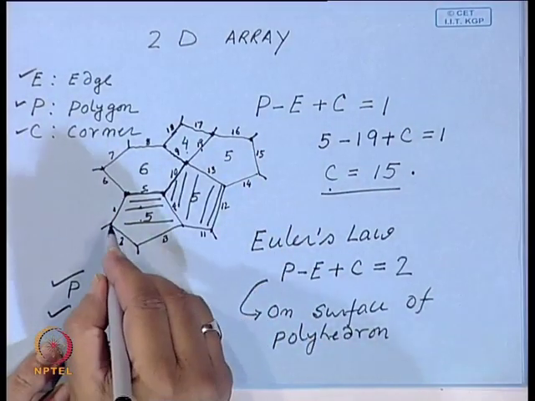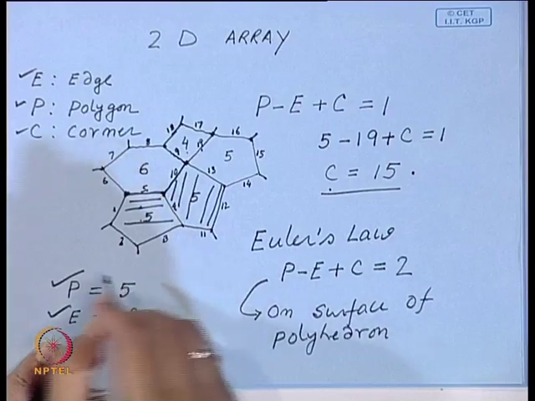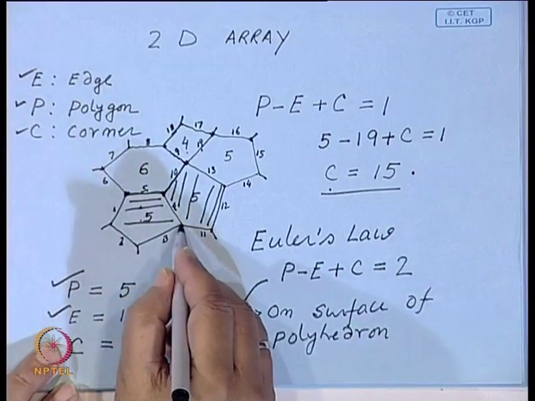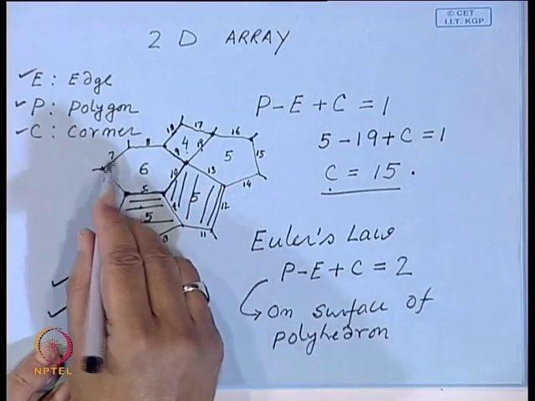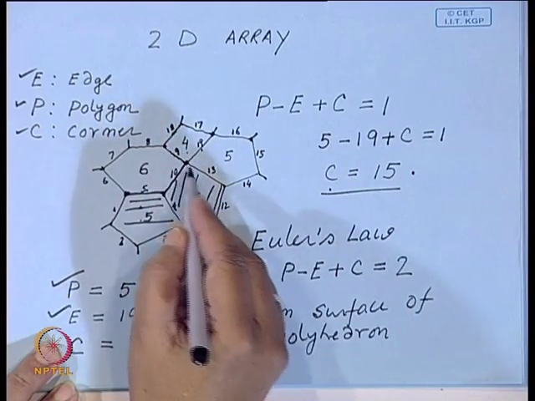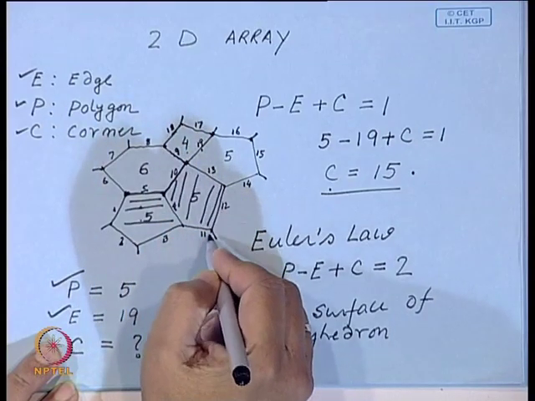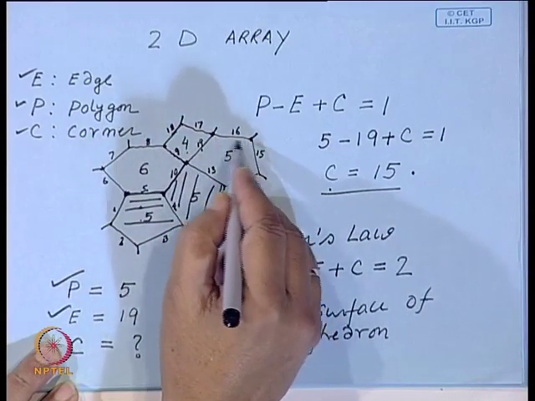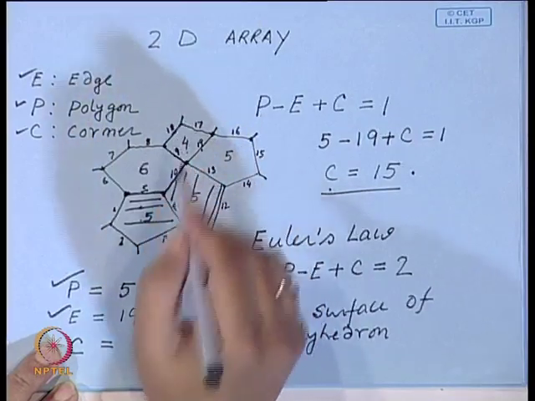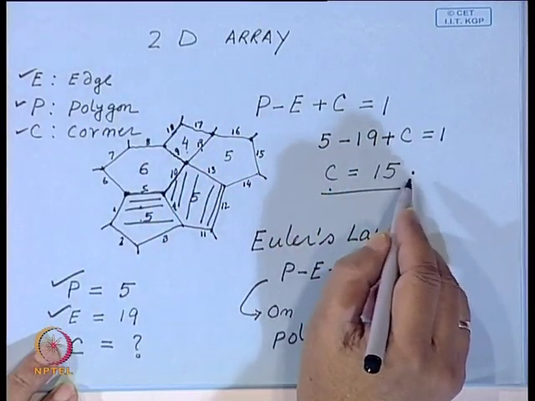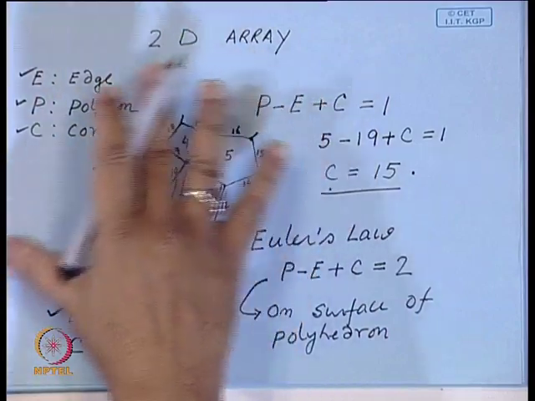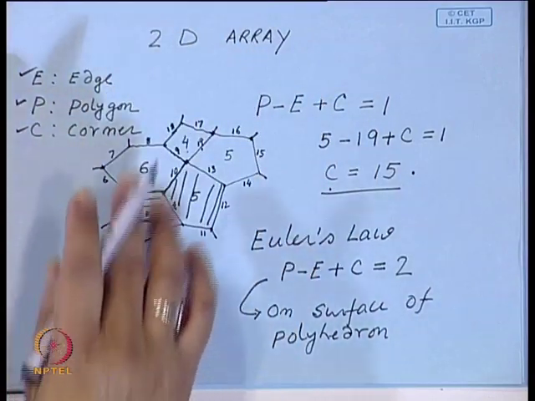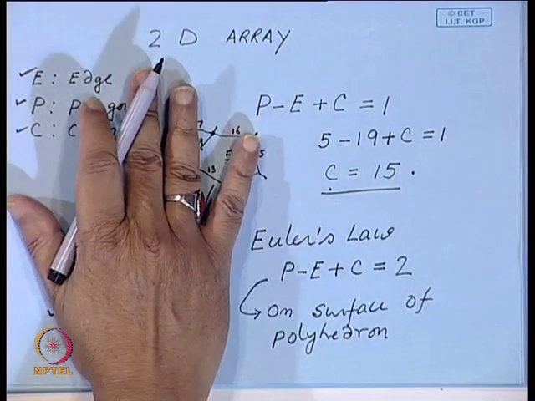Now, you count the corners. This is 1, 2, 3, 4, 5, 6, 7, 8, 9, 10, 11, 12, 13, 14, 15. So, you get that 15 corners. So, this is satisfied in a 2D array. And this rule is quite general.